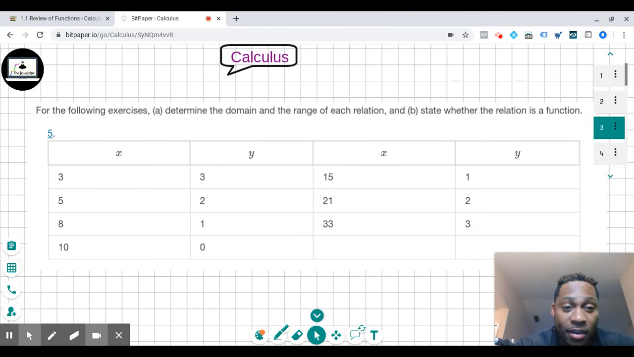So today we're going to look at a set of numbers, a relation, and see if it's a function. And we're also going to determine the domain and the range.